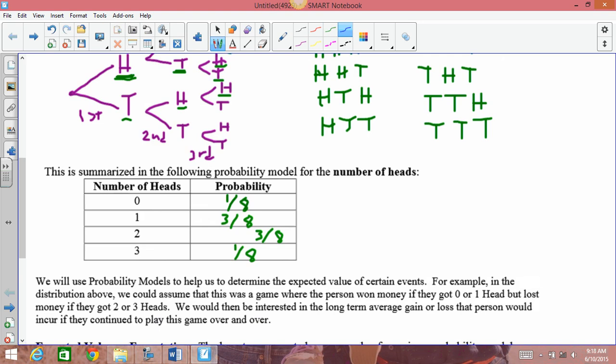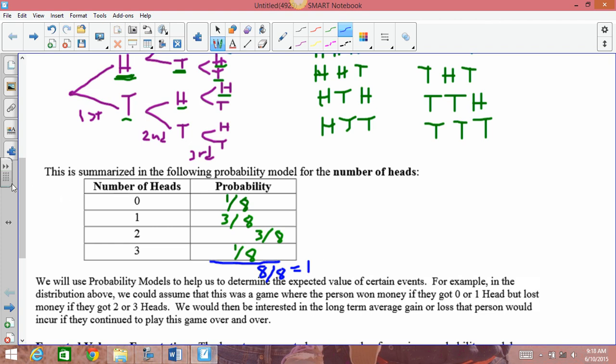Then this was the piece I was speaking about a minute ago. You should be able to add that probability column up, and it should always give you 1. In this case, it should give me 8 over 8. Since their denominators are all the same, they're all 8s, I can add these. 1 plus 3 is 4, plus another 3 is 7, plus another 1 is 8. So I have 8 eighths, which reduces to 1. And so then there's my probability model.